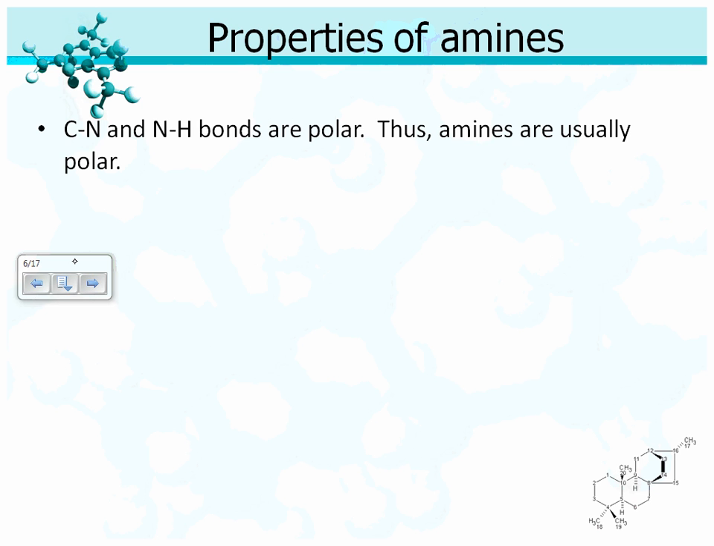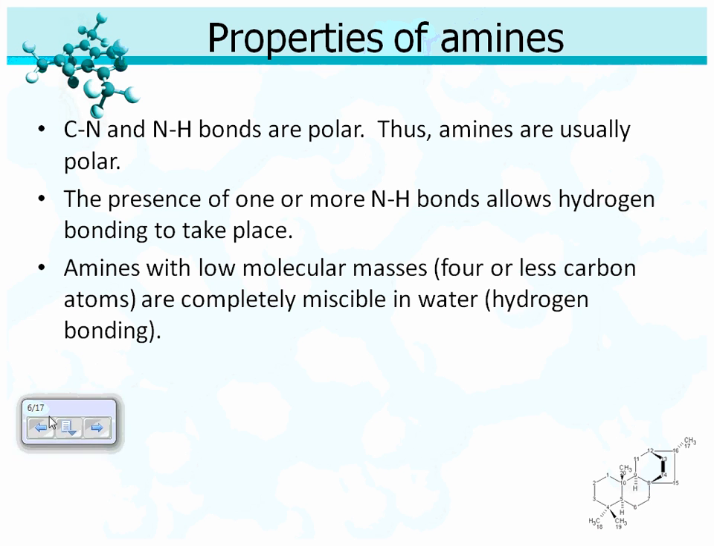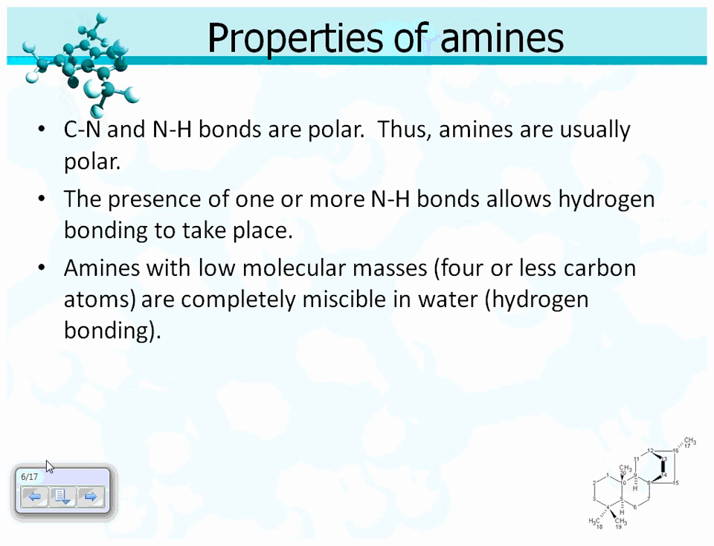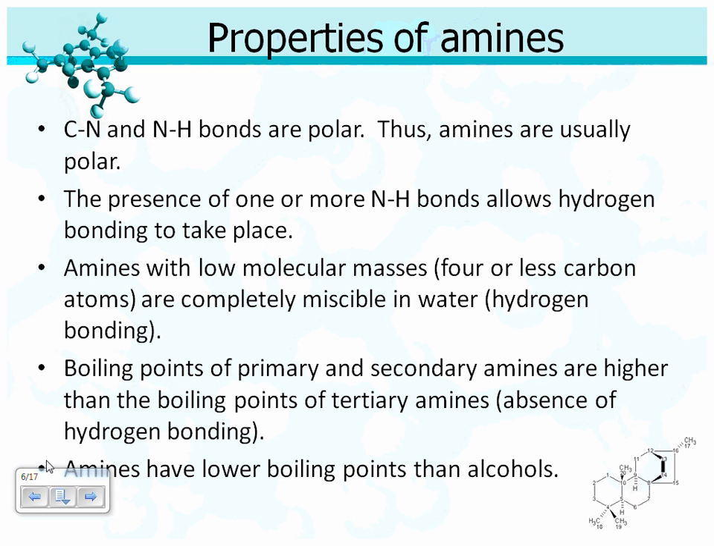Properties of amines. The carbon-nitrogen bonds and the nitrogen-hydrogen bonds are very polar. Thus, amines are usually quite polar unless you have a very long hydrocarbon chain. The presence of one or more nitrogen to hydrogen bonds allows hydrogen bonding to take place. Amines with low molecular masses are completely miscible with water, again because we have the hydrogen bonding in a very polar molecule. Boiling points of primary and secondary amines are higher than the boiling points of tertiary amines because in tertiary amines you don't have hydrogen bonding happening. And amines have slightly lower boiling points than alcohols.